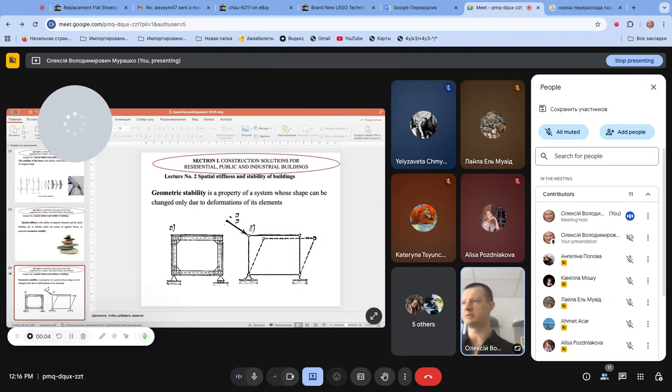So right now we are considering first model, special stiffness and stability of the building, and right now we are considering the term geometric stability. It's a property of a system whose shape can be changed only due to the deformation of its elements.